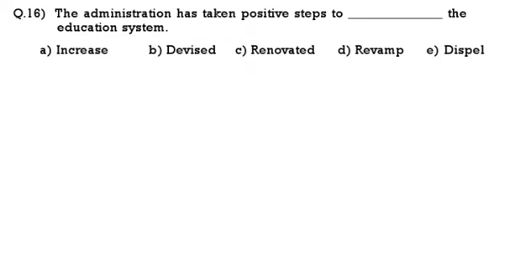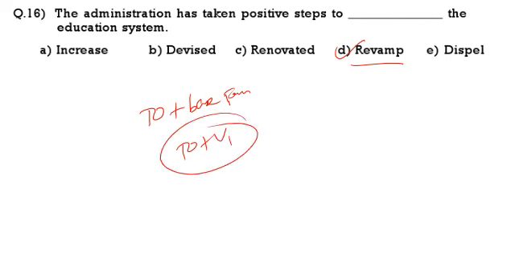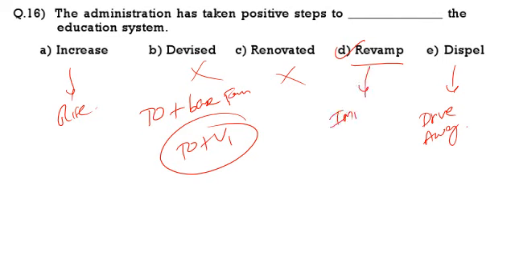The administration has taken positive steps to dash the education system. The administration has taken positive steps to revamp is correct. To is followed by the base form of the verb, or the first form of the verb. So revamp is correct. Renovated, devised is not correct. Increase means rise. Dispel means drive away, which is not correct. To revamp means to improve. We have to improve the education system, so we should use revamp.